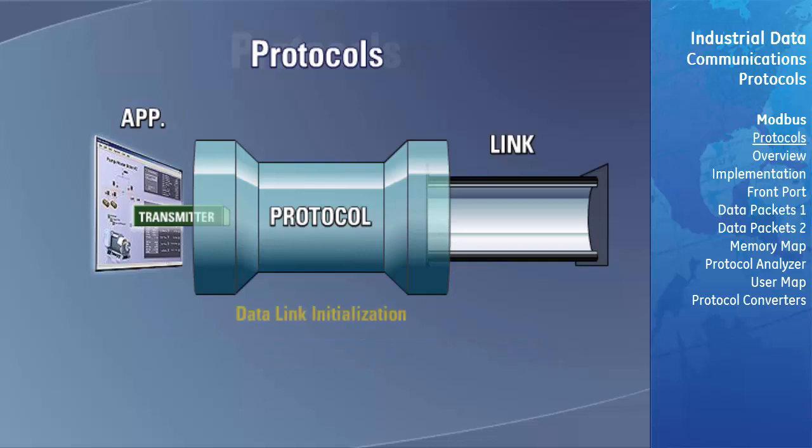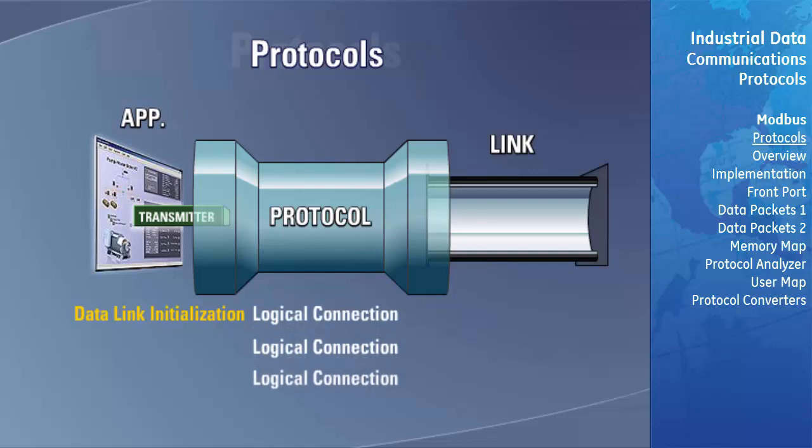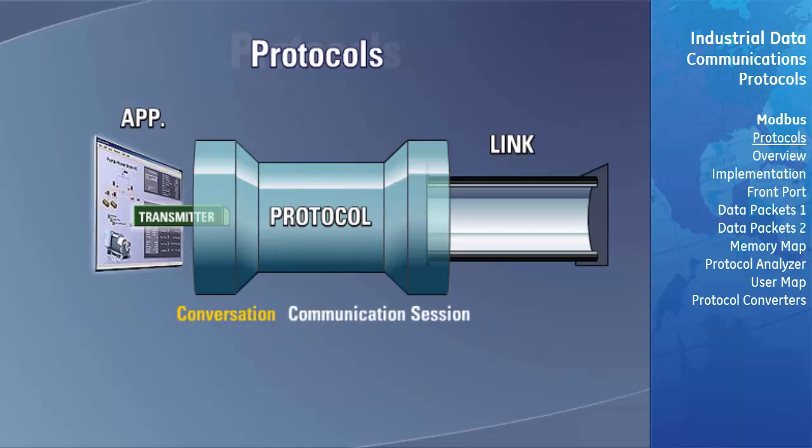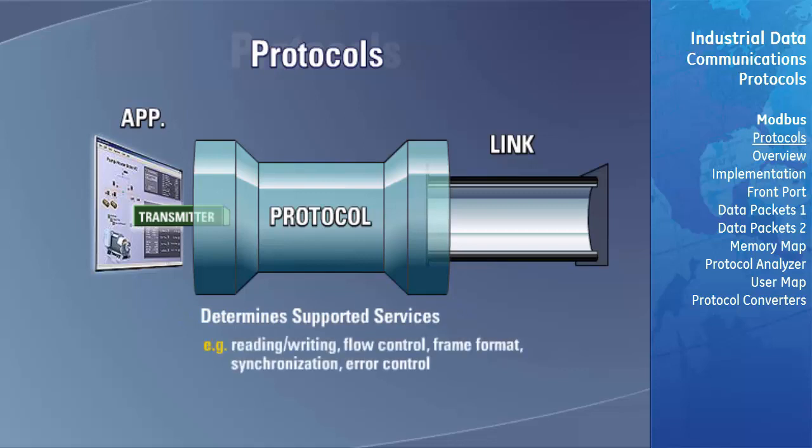The protocol determines such things as the initialization of the data link, meaning the point at which devices agree to exchange data. This is called a logical connection. Many devices have the capability to have more than one logical connection or conversation at a time. The actual conversation is referred to as a communication session. The protocol also determines the services that are supported, for example, reading from or writing to a device, flow control, frame format, synchronization, and error control.